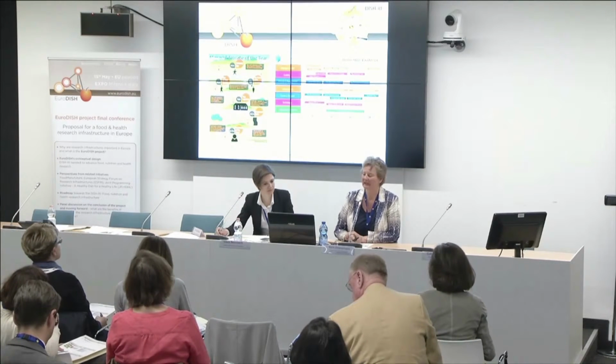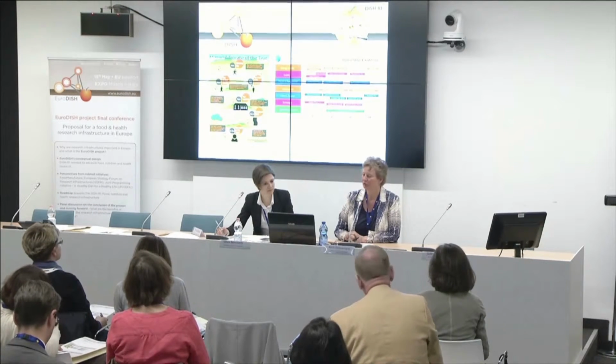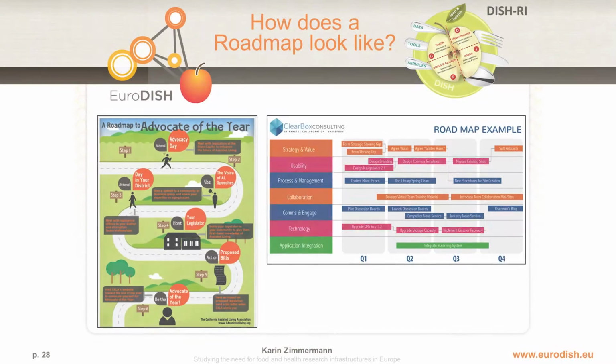The roadmap. What actually is a roadmap? Just to get you informed about this term, we have Googled two pictures, nothing to do with EuroDISH. A roadmap actually has a design of a road, like in the picture on the left. It has a starting point and an end point. If you look at the picture on the left, it will start somewhere, and in the end you have the advocate of the year as the end point of the roadmap.